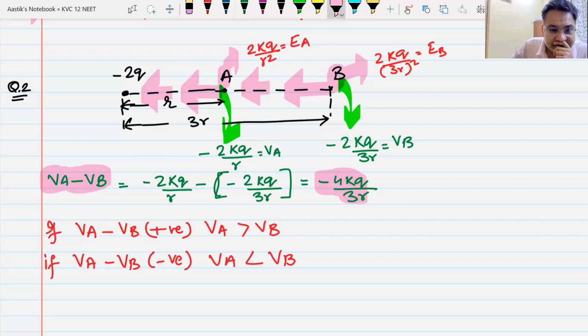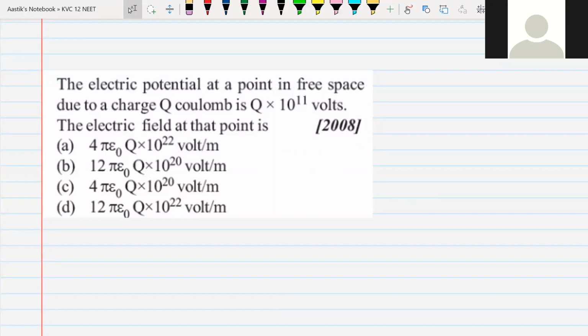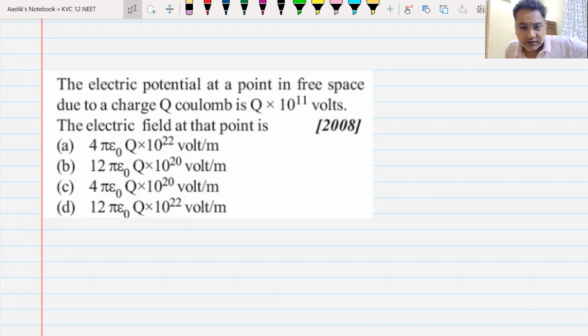Now, this is a question from your previous years, and I hope you can solve this, get the answer, and stay happy. These are the type of simple questions that you expect in an examination hall. I'll give you 2 minutes to solve it. The electric potential at a point in free space due to a charge Q is given as Q into 10 to the power 7 volts. What is the electric field at that point?